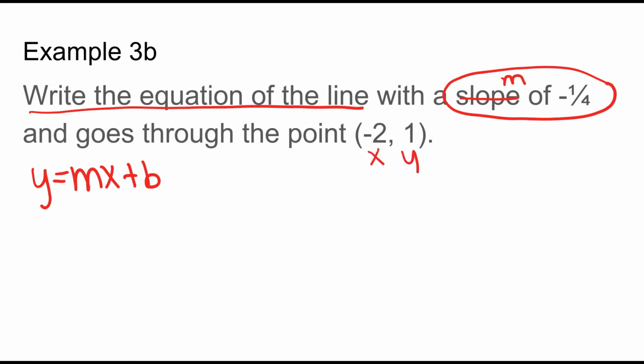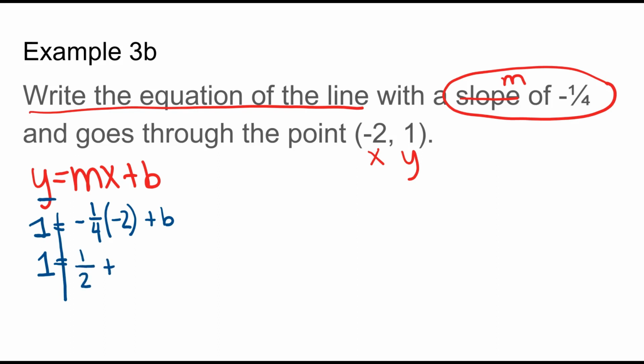I'm automatically labeling that x and y. Now, instead of y, I've got a 1. Instead of m, I've got a negative 1/4. Don't let that fraction scare you. Instead of x, I've got a negative 2. And I don't know b, but I will figure that out. So we've got 1 equals, go ahead and type that in your calculator. You get 1 over 2 positive, negative times a negative, plus b.